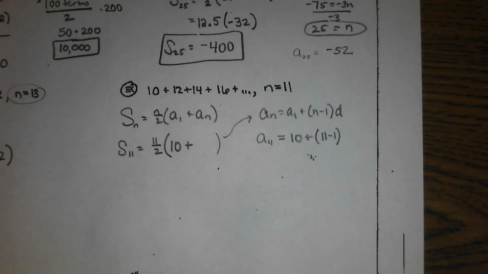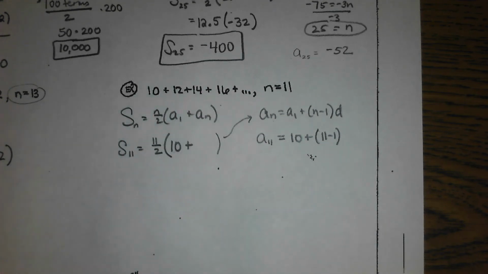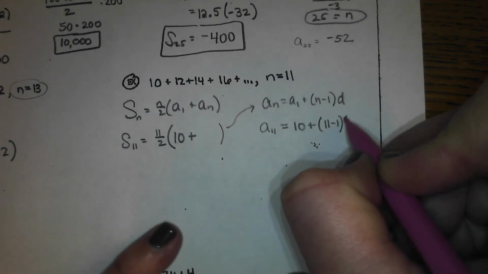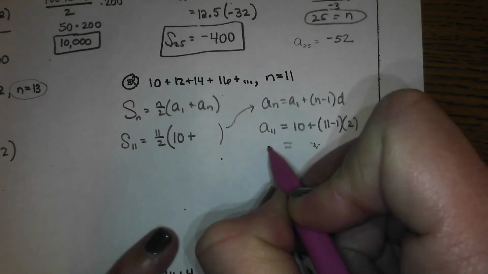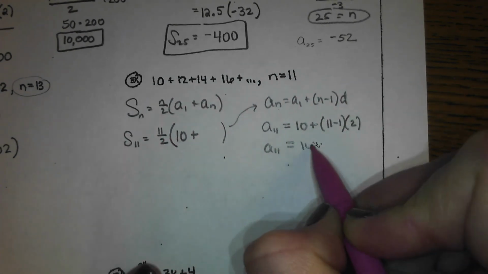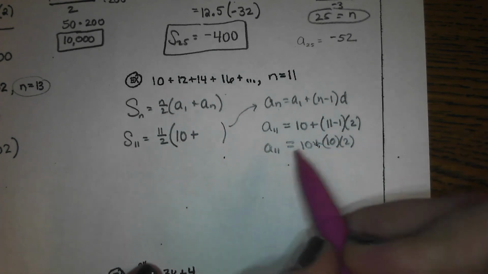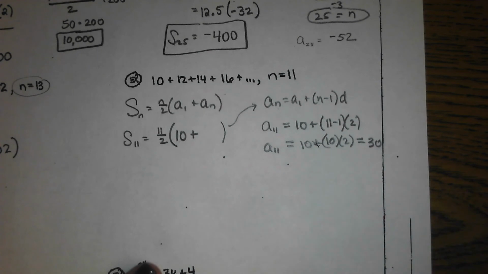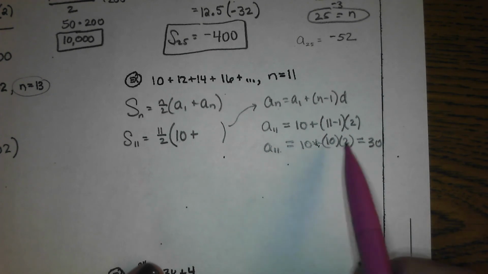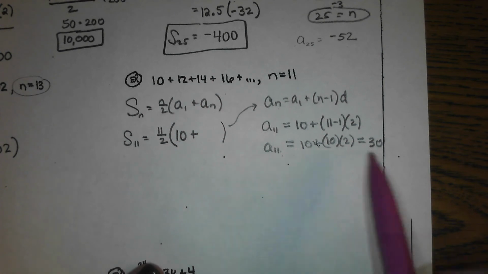Did they give us the common difference? Sort of. Not on a silver platter, but can you look at the pattern and see plus 2, plus 2, plus 2? I hope so. So the common difference is 2. So if I just crunch those numbers, I now find out that the 11th term is 10 plus 10 times 2. 10 plus 20 is 30. So the 11th term, aka the last term in this particular series problem, is 30.